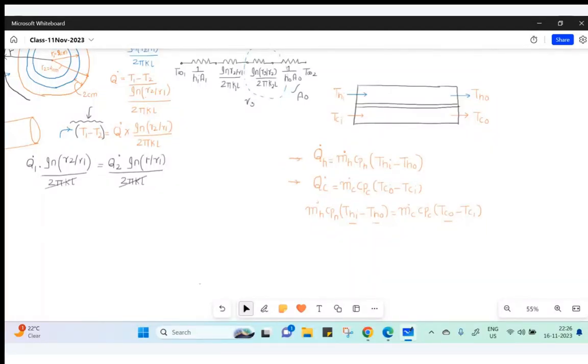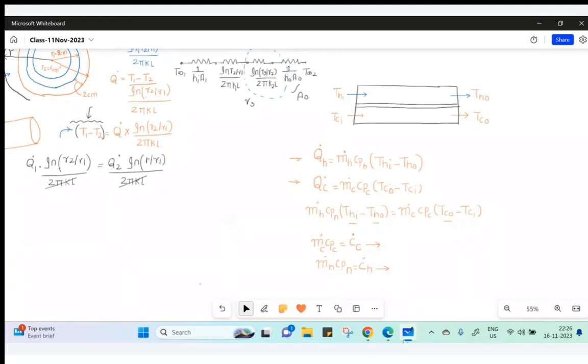Okay. Now, product of m dot, mass flow rate, into specific heat of the fluid is called the heat capacity rate. So let us say this is Cc, this is the heat capacity rate of the cold fluid. Similarly, m dot h, Cph is called C dot h. This is the heat capacity rate of the hot fluid. This is the heat capacity rate of the cold fluid. Okay.